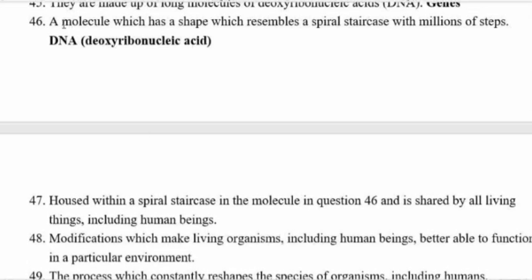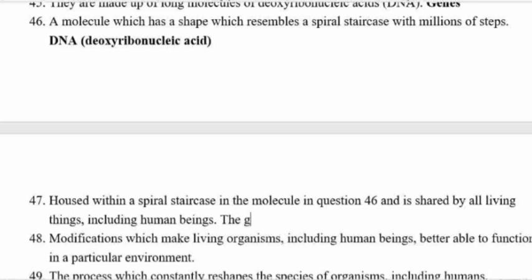So let's see. Question 46 is a molecule which has a shape which resembles a spiral staircase with millions of steps. And this one says, housed within a spiral staircase in the molecule in question 46 and is shared by all living things, including human beings. So what is housed within a spiral staircase in DNA and is shared by all living things, including human beings? Let me repeat it again. What do you think should be your answer?